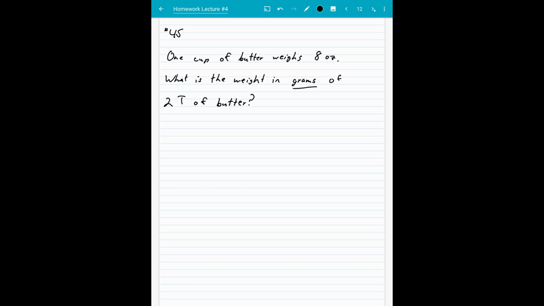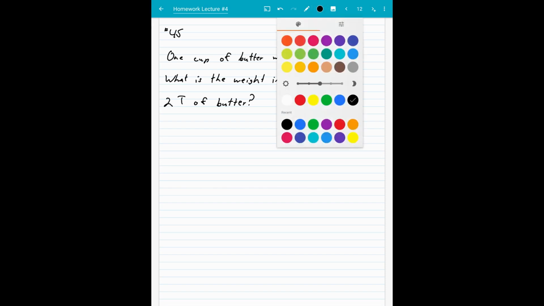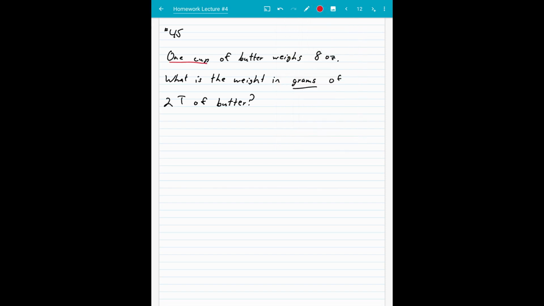All right. So this is where it throws people off. Here we see 1 cup. When we see cup, we immediately think a volume measurement. But in this case, it's not saying that. It says 1 cup weighs 8 ounces. So certain things you want to weigh by weight, some certain things you want to weigh by volume.